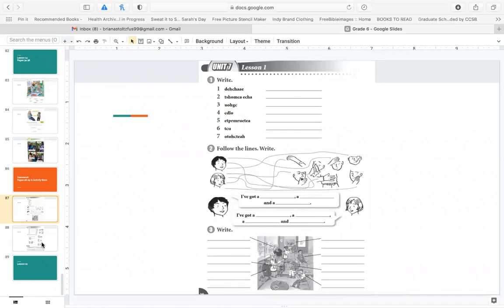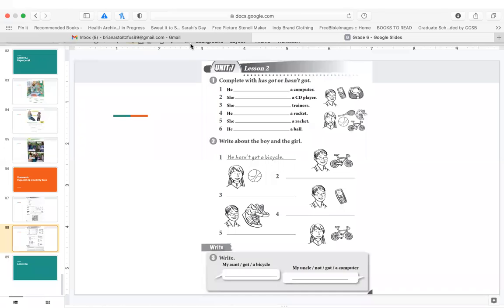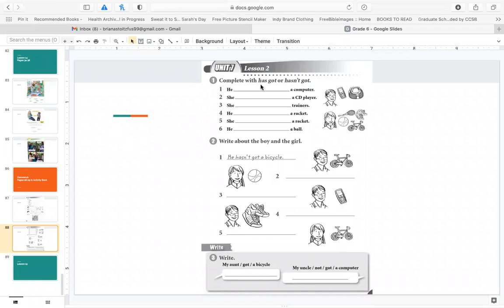Also, complete page 29 in your activity book. Write has got or hasn't got. So we see he has got a phone and a CD player. She's got a tennis racket, trainers, a ball, and a bicycle. Now, number 1, he, a computer. Does he have a computer? No. So write he hasn't got a computer.